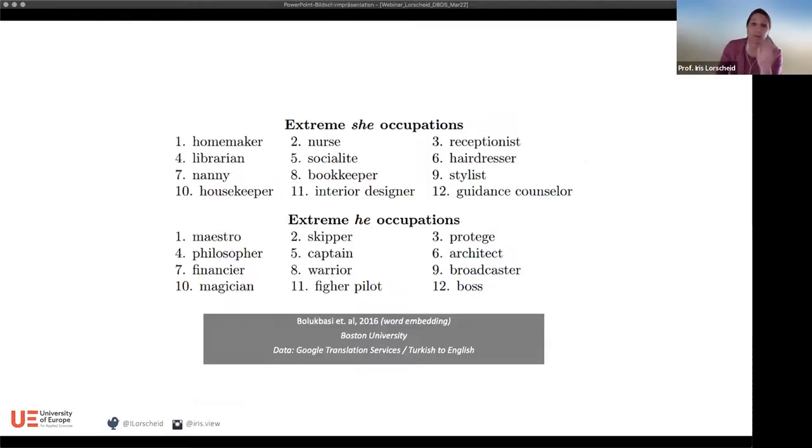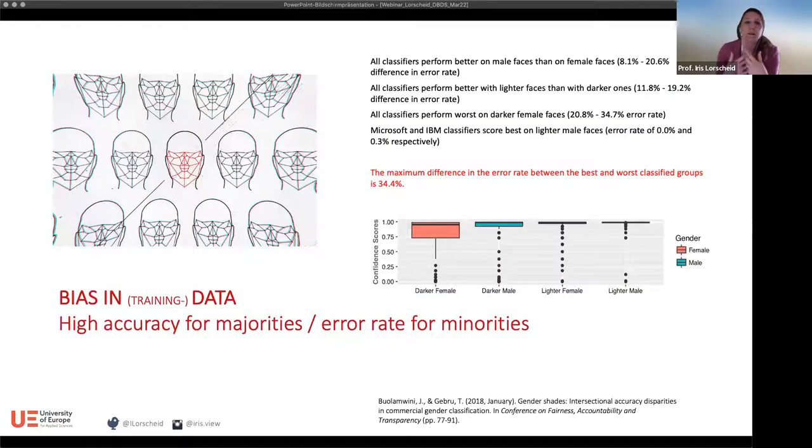Yeah, well, and a study in Boston identified this in 2016. There were extreme "she" occupations like homemaker, nurse, receptionist, librarian, and a lot of "he" occupations like maestro, skipper, philosopher, captain, etc. Why? Frequencies, right? Frequencies of occurrences lead to high probabilities. So even though these algorithms are super performant, we need to look at what they are performing at.